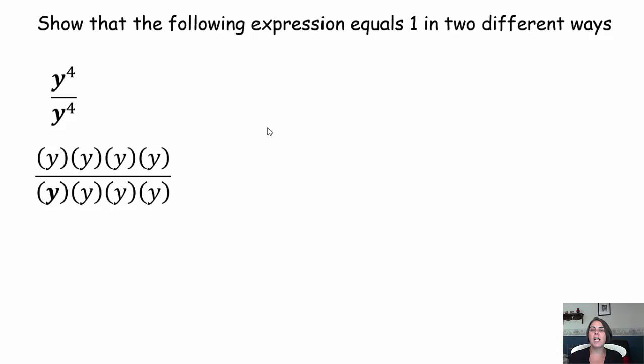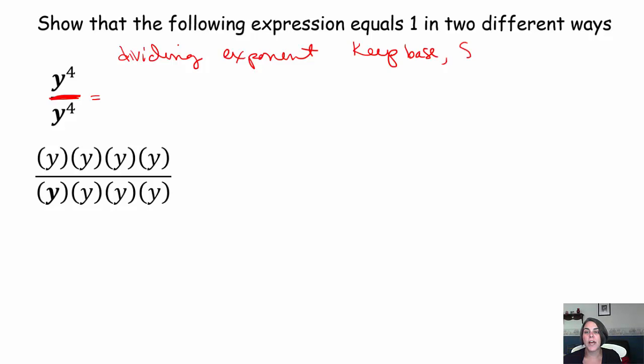So let's show that the following expression equals 1 in two different ways. For this one, we have y to the 4th over y to the 4th. I'm going to first use my division law of exponents. What do I do when I'm dividing and I have the same base? For my division law of exponents, when I'm dividing and I have the same base, I keep my base and subtract the exponents.